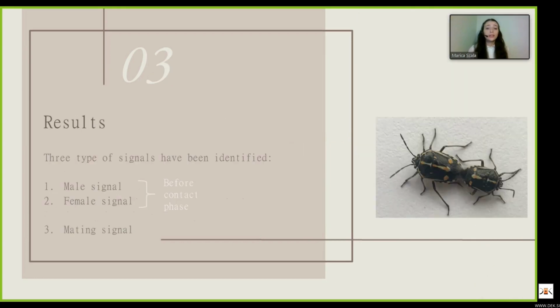We identified three types of vibrational signals with a modulated harmonic frequency structure. A male and a female signal that take place before the contact phase, and a mating signal that takes place after the contact phase and during the mount and engagement phase.